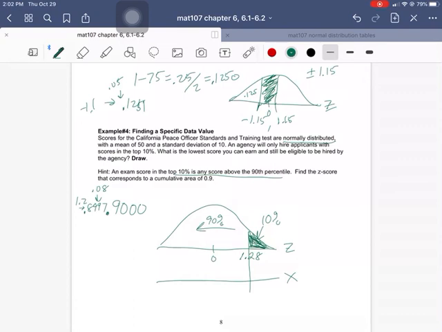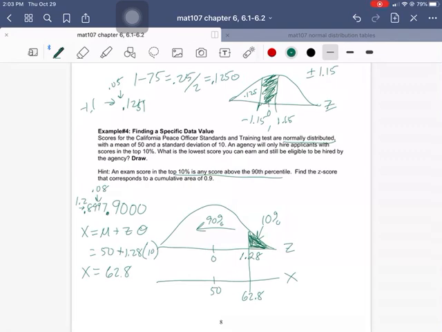But I need a test score. So I need to convert my z-score to a test score. So remember this formula we used before to go back the other way. So the mu was 50 and the z is 1.28 and the standard deviation was 10. So if I put that in there, it will follow my order of operations. I'm going to get 62.8. Okay, so that's 62.8 on my x values.